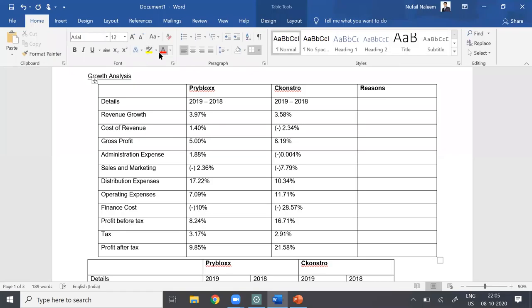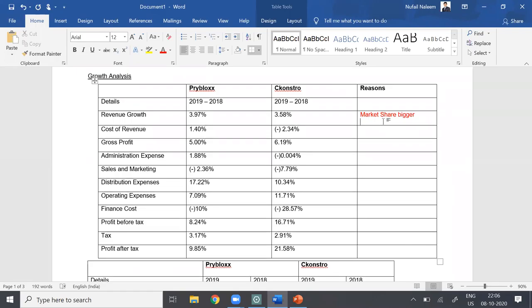Anyone can say any other point, students. Lily, go ahead. Prybox is the second largest manufacturer, so they have a larger market share than Constro. Good, so their revenue growth would be higher than Constro's. Very good, market share is bigger anyway.